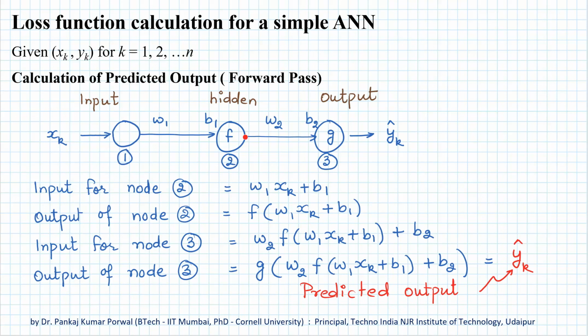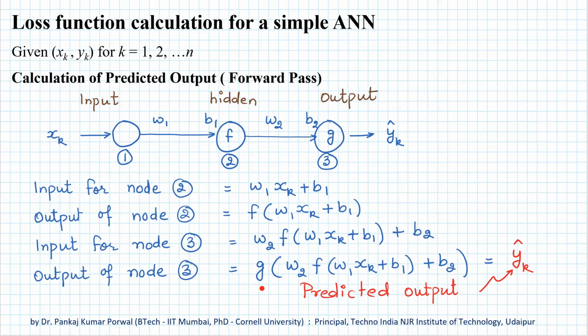Now this output of node 2 passes through this link whose weight is w2, and the bias for node 3 is b2. So the input for node 3 becomes w2 times the output of node 2 plus the bias of node 3. The activation function for node 3 is G, so the output of node 3 becomes G of the input to node 3. This will be the output of node 3, which is our predicted output. So yk hat is basically this.